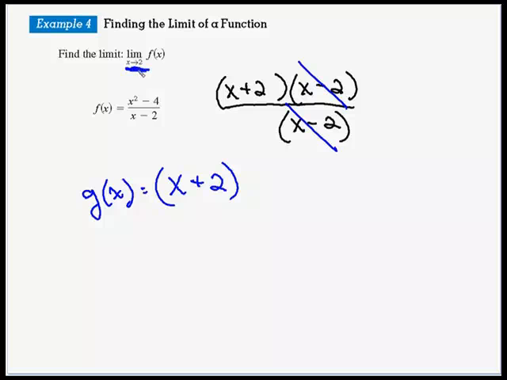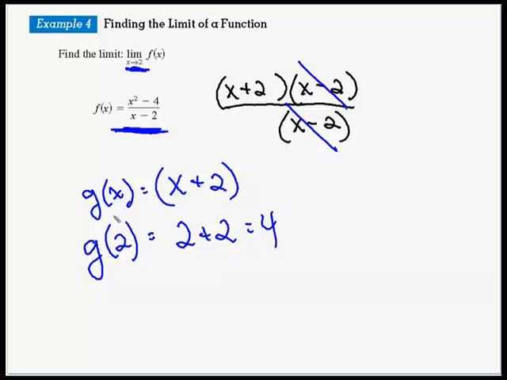If I plug x equals 2 into f of x, the world blows up. If I plug that same 2 into g of x, g of 2 is equal to 2 plus 2, or 4. That is the one point that f of x and g of x differ. I can't plug a 2 into f of x, but I can plug it into g of x. Every other point, they'll get an identical output.